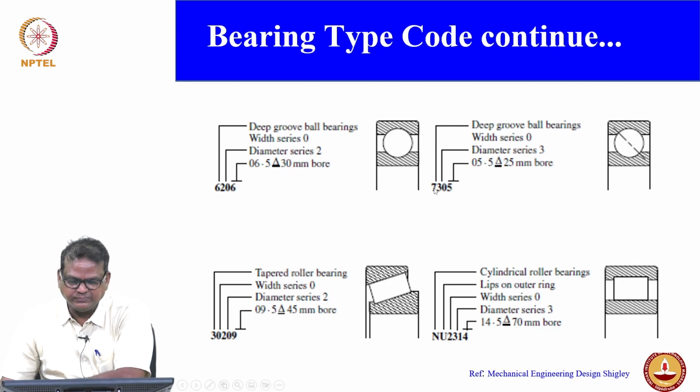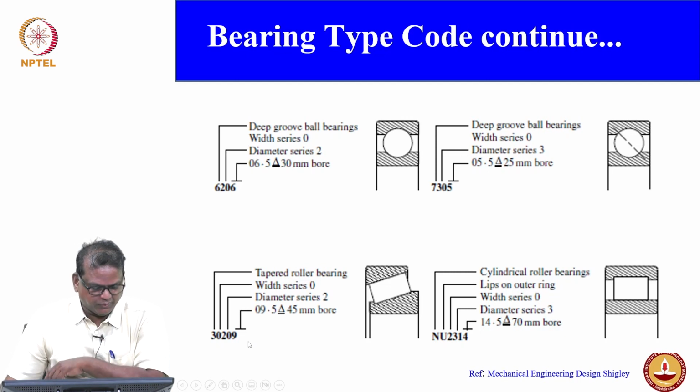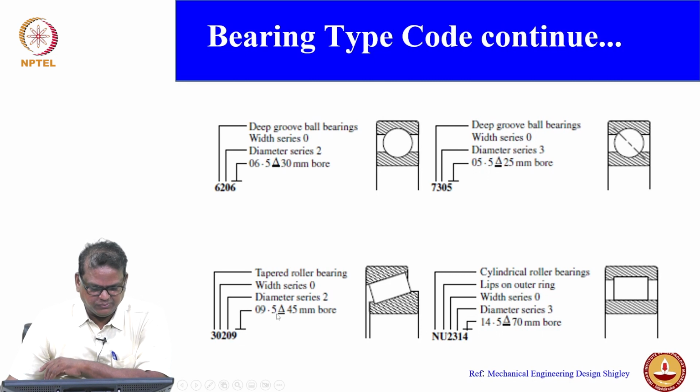That's another thing. Now you have a special series with 5 digits. For 0 9, 9 into 5, 45 is the bore diameter. 2 is the diameter series, and 0 is the width series, and 3 is for the tapered roller bearing.